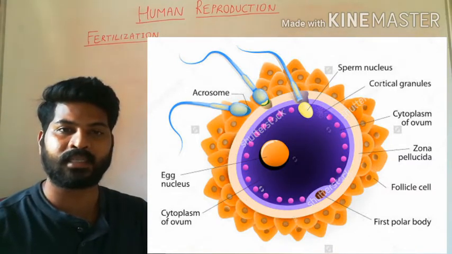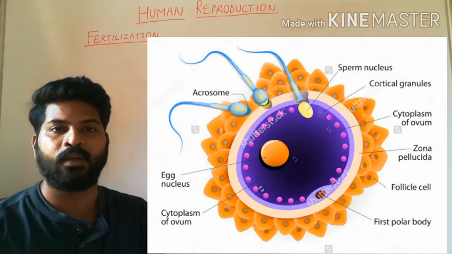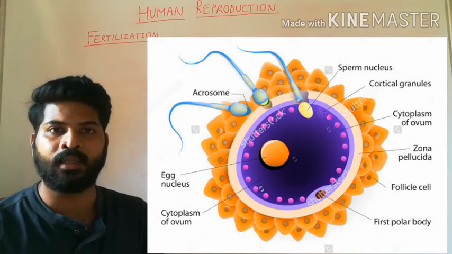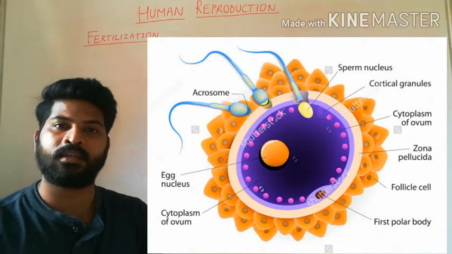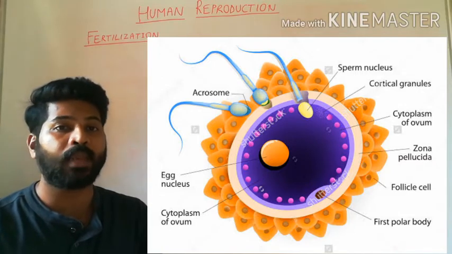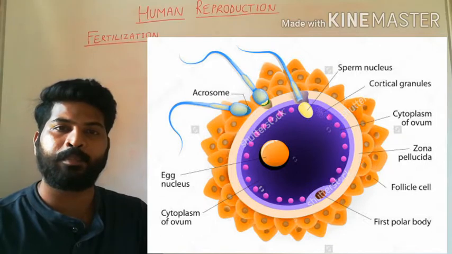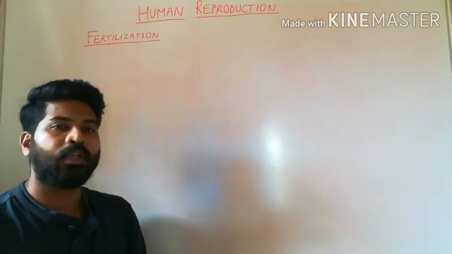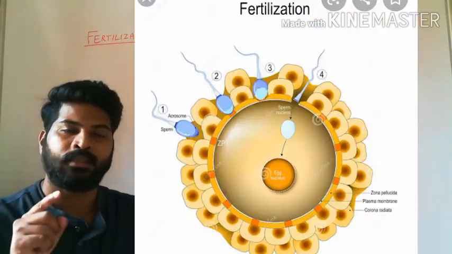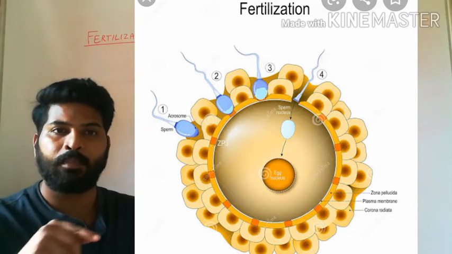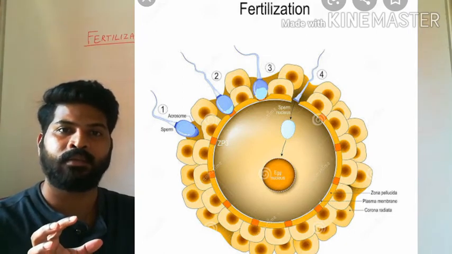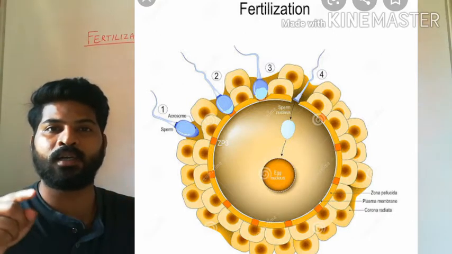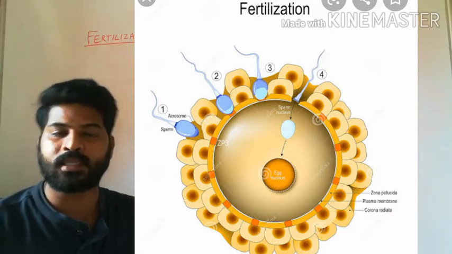Then the sperm will gain access into the zona pellucida. With the help of the enzyme acrosin, the zona pellucida membrane is disintegrated and the sperm head will now gain access to the plasma membrane. Part of the plasma membrane is also digested by the acrosin. So now the sperm has gained access into the plasma membrane. The sperm head, that is the plasma membrane of the sperm, will now fuse with the plasma membrane of the ovum or the secondary oocyte.